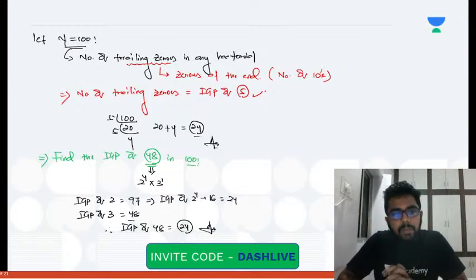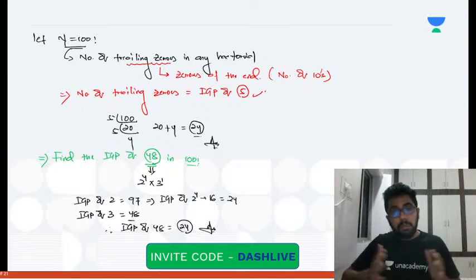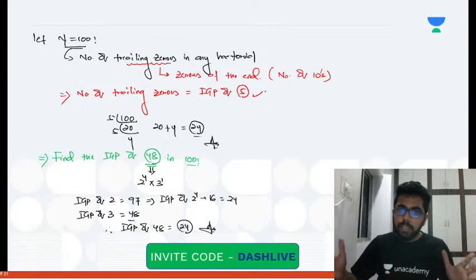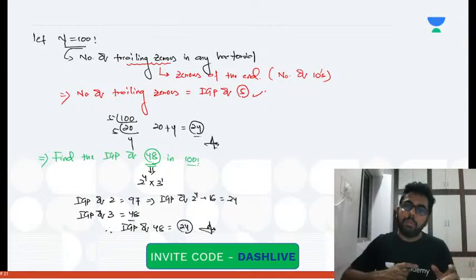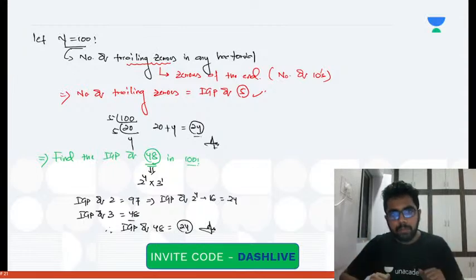Now look at this 100 factorial. I calculated IGP of 5: 20, then 4. So the number of trailing zeros is 24. So if you write down 100 factorial, if you really multiply all those numbers and find the end number, you will see towards the end there will be 24 zeros. That's the meaning of trailing zeros.